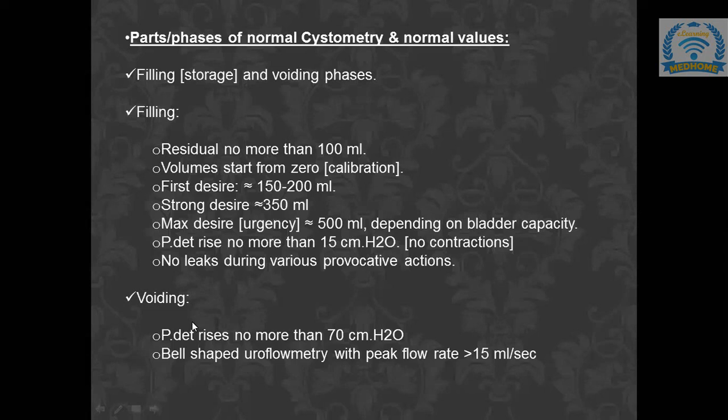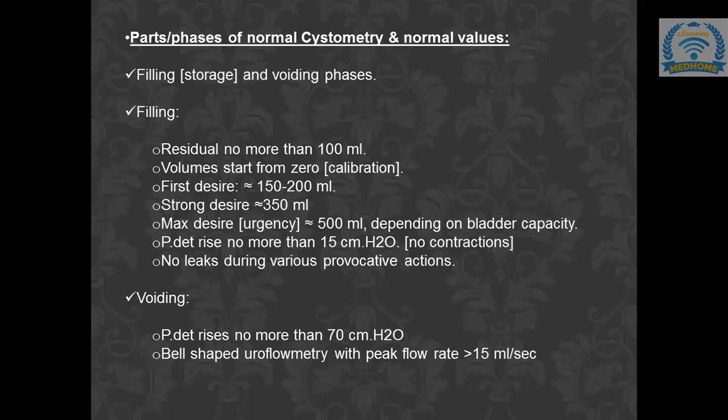But when we come to the voiding phase, the pressure of the detrusor muscle should be no more than 70 centimeter of water. That means in the filling phase, the detrusor pressure will be less than 15 centimeter of water, and in the voiding phase, less than 70 centimeter of water. And when the curve is formed on the graph, ideally it should be a bell-shaped curve with a urine flow rate of 15 ml per second and a peak flow rate of more than 15 ml per second.